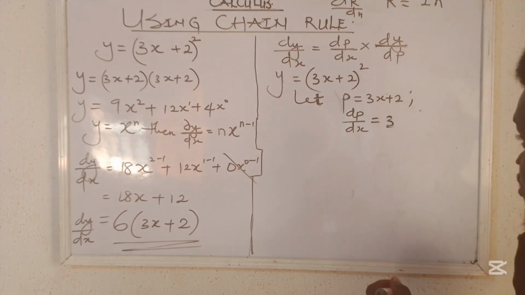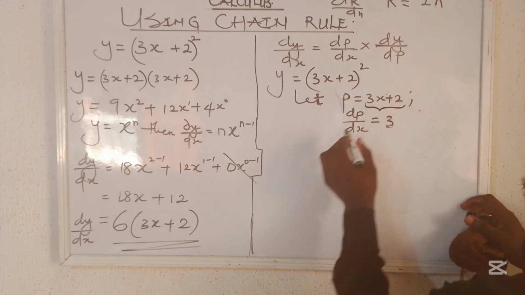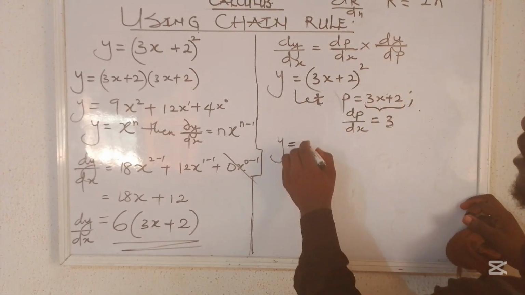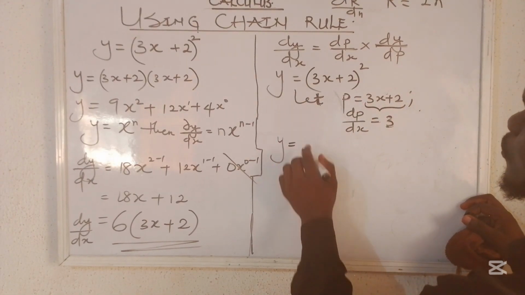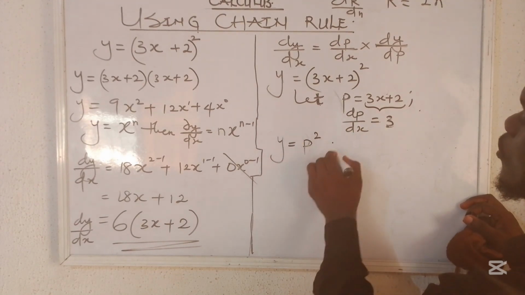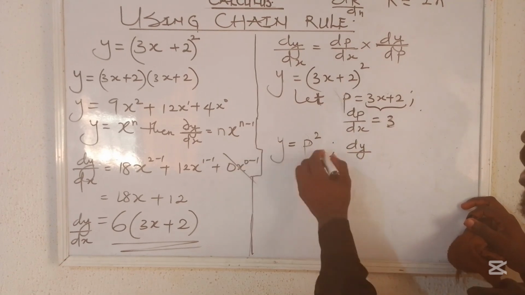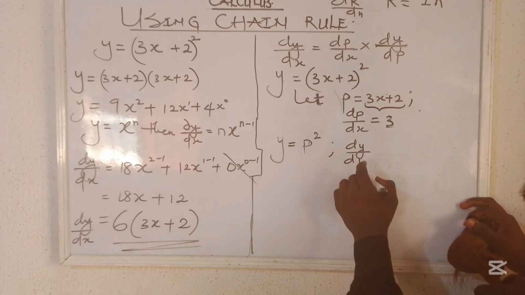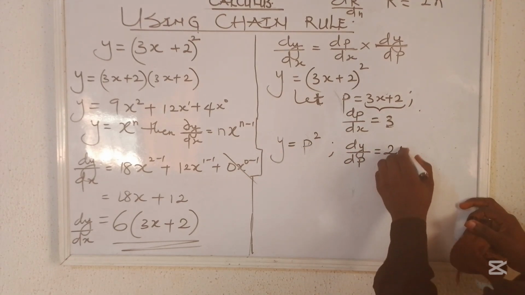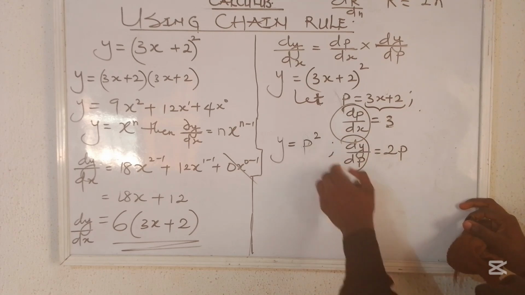Once you've had that, don't forget we said let p be equal to everything here. Which means that y will automatically be equal to p to the power of 2. Since we have that, we are differentiating y now. This is an equation, y equals p squared, so the derivative is dy dp. When you differentiate that, we have 2p. Now you can see we have dp dx and we have dy dp.